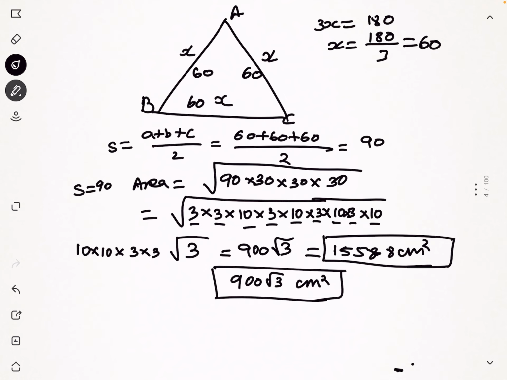The problem number 4 in exercise 7.1. Find the area of an equilateral triangle whose perimeter is 180 centimeter. Hope this is clear. Let's do the next problem.